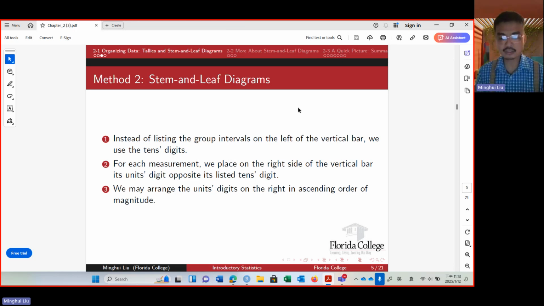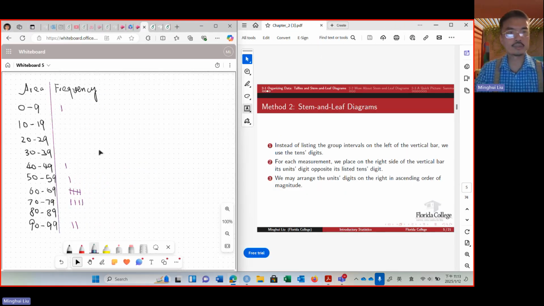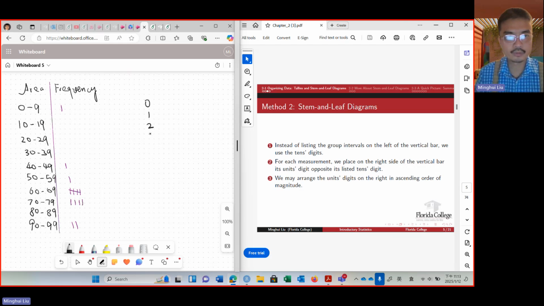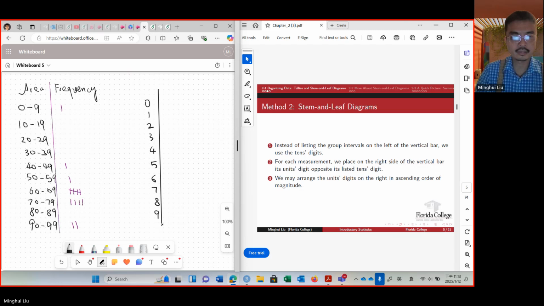I'm going to show you what it looks like. Here we're going to use the 0th digit, and then the numbers 0, this is the 10s digit, and then 1, 2, 3, 4, 5, 6, 7, 8, 9, and then we use the units digit. You're going to draw a vertical bar like this, and then put the units digit to the right.